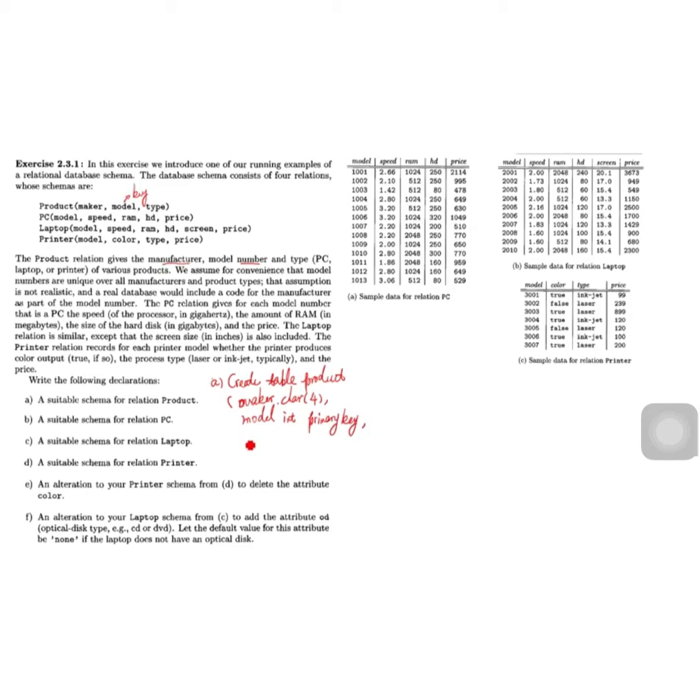And the last one, type. Type is PC, laptop, or printer, so type is also a string. 10 is enough for this one. Okay, now it's A, the create table sentence for Product. Now B, a suitable schema for relation PC.